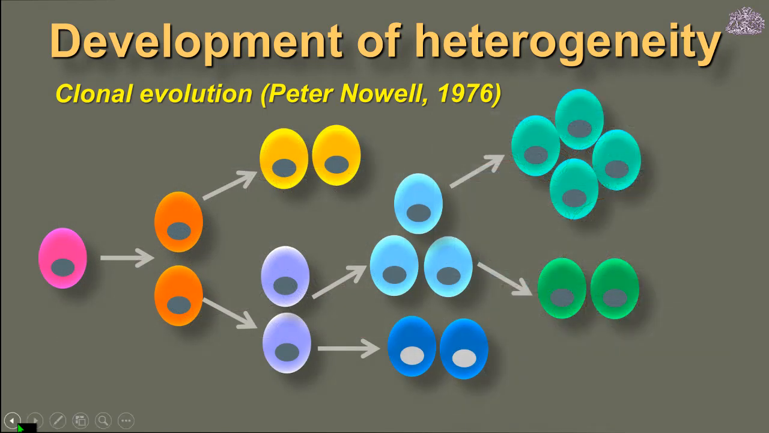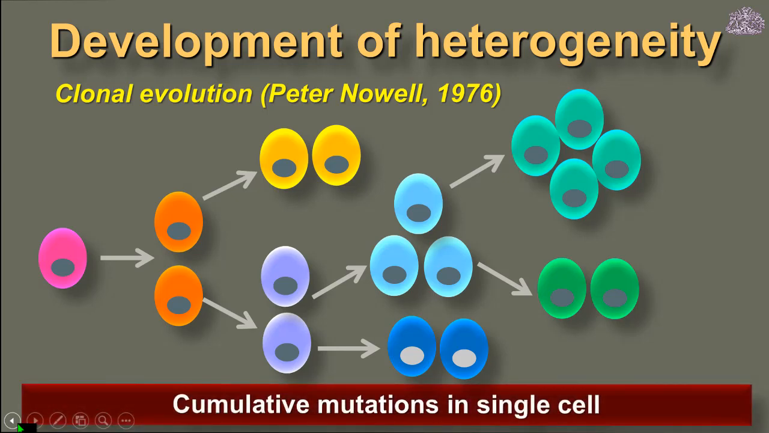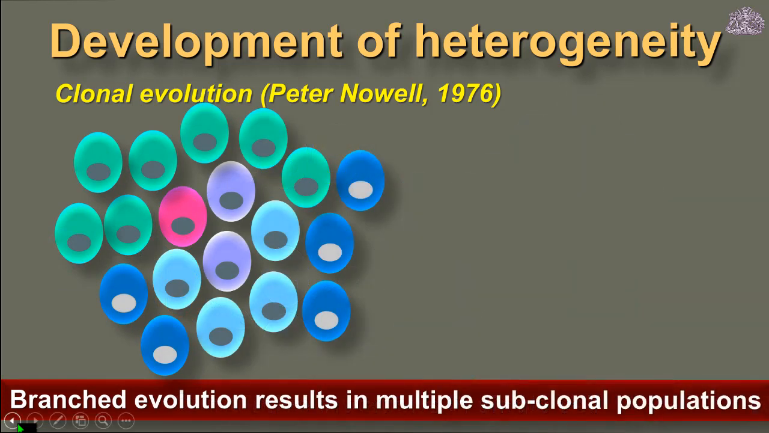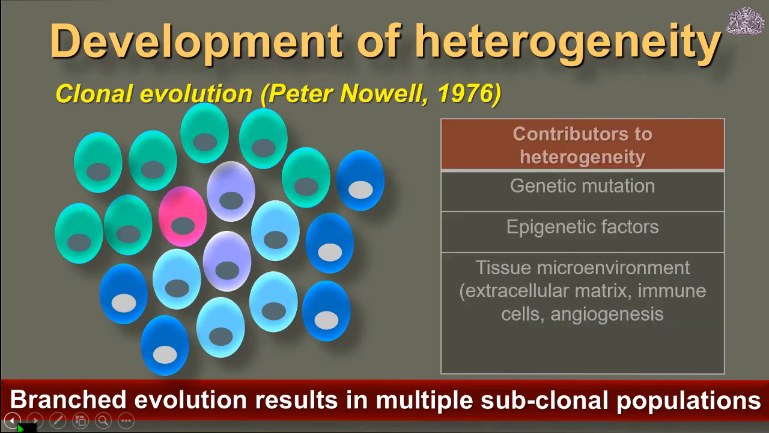So using this theory, what it means is that you start off with a certain cell that acquires certain mutations, and through time you have cumulative mutations occurring within single cells that then branch off in terms of evolution, and this results in a collection of cells or a tumor that has inherent subclonal populations of different complexity.